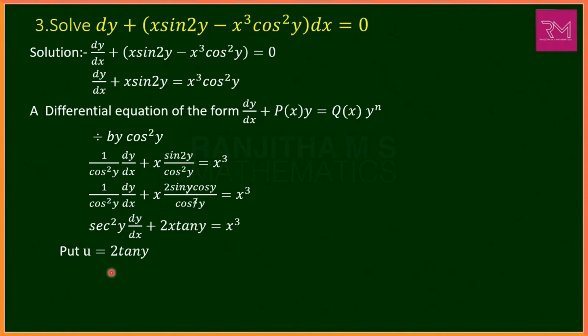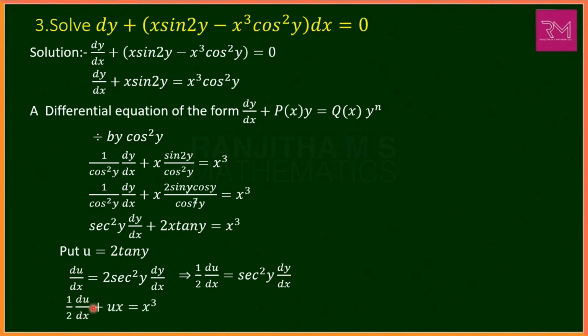If we differentiate this value with respect to x, we get du by dx, which is equal to 2 is constant, take as it is, into the differentiation of tan y, which is secant square y. Again we have to differentiate y with respect to x, we get dy by dx. Now we can substitute in place of secant square y into dy by dx. If we take this 2 to the left hand side, it becomes 1 by 2 into du by dx. That's the next step. It is 1 by 2 into du by dx, which is equal to secant square y into dy by dx. Substitute this value in the equation, we get 1 by 2 into du by dx plus here 2 into tan y is u into x as it is, which is equal to x cube.